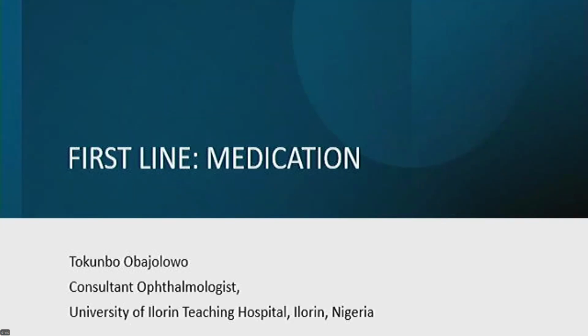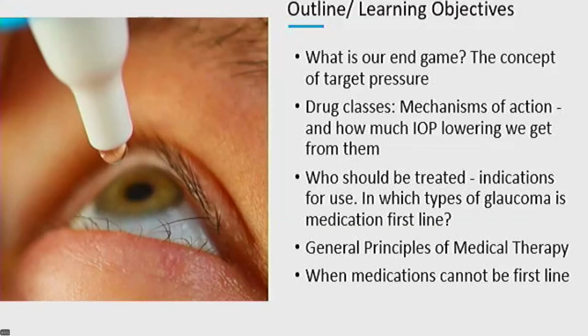So what I'm basically doing is doing this talk on medication being the first line of treatment. Our learning objectives for this talk are basically to do a very brief background overview about the concept of target pressure, the mechanisms of action of the drug classes, how much IOP lowering we get out of them, and which classes of patients should have medications as first line.